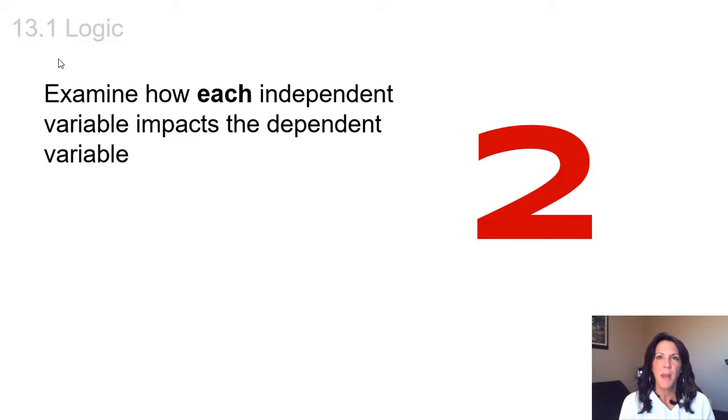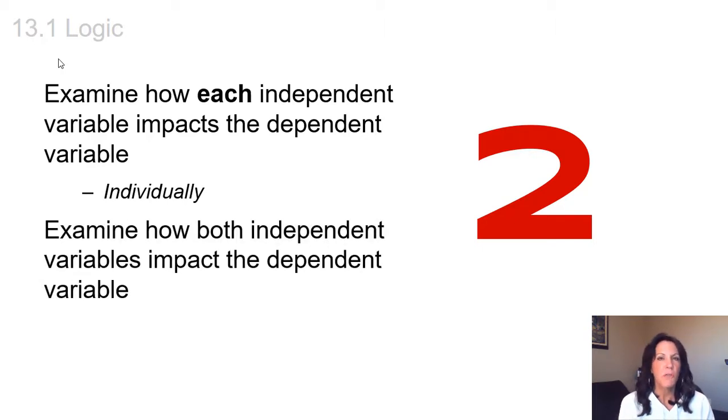So we're going to examine how each independent variable impacts the dependent variable. That's one thing that we can do. We can do this individually. So we look at how each independent variable operates on its own with the dependent variable. But with the two-factor ANOVA, we also can examine how both independent variables impact the dependent variable collectively. In other words, together. How do the two independent variables work in concert to affect the dependent variable?